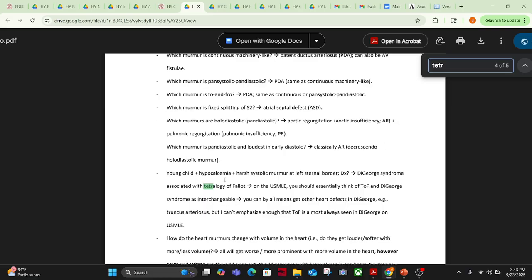Young child with hypocalcemia and harsh systolic murmur at the left sternal border. Diagnosis: DiGeorge syndrome associated with tetralogy of Fallot. On the USMLE, you should essentially think of tetralogy of Fallot and DiGeorge syndrome as interchangeable. You can by all means get other heart defects in DiGeorge, like truncus arteriosus, but I can't emphasize enough that tetralogy of Fallot is almost always what is seen in DiGeorge on the USMLE.